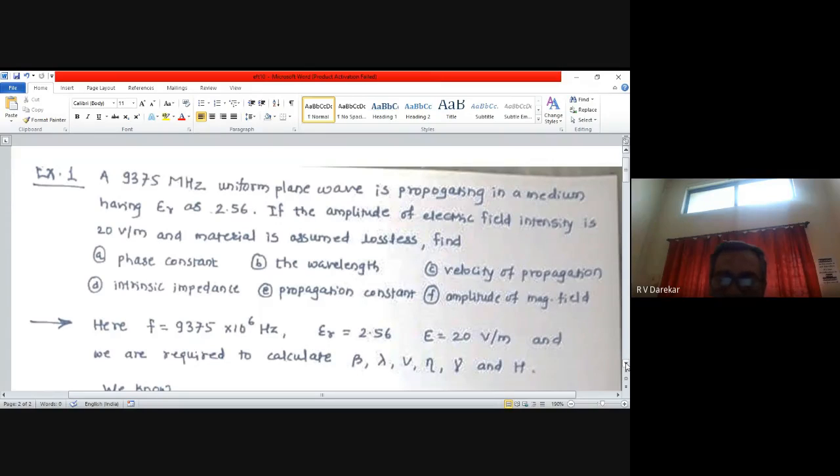So here is the summary. f is equal to 9375 into 10 raised to 6 hertz; mega is converted into 10 raised to 6. In a very similar way, epsilon r is equal to 2.56, E is equal to 20 volt per meter, and we are required to calculate beta, the phase constant; lambda, the wavelength; v, the velocity of propagation; eta, the intrinsic impedance; gamma, the propagation constant; and the amplitude of the magnetic field.